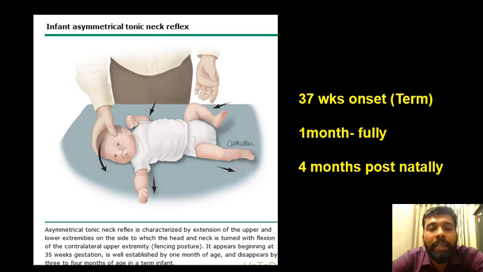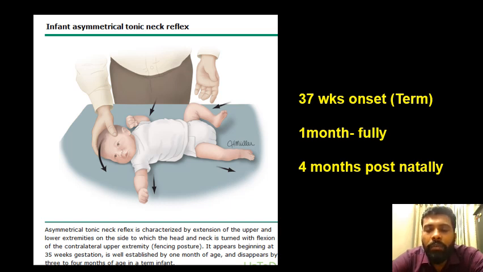This is ATNR, or asymmetrical tonic neck reflex. It is seen in term babies from 37 weeks of age. It is fully developed by 1 month of age, and it is seen till 4 months postnatally. Okay. It is characterized by extension of the upper and lower extremities on the side to which the head is turned, with flexion of the contralateral upper extremity. Okay. Also known as the fencing posture.